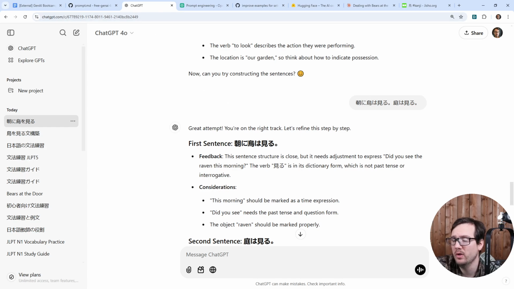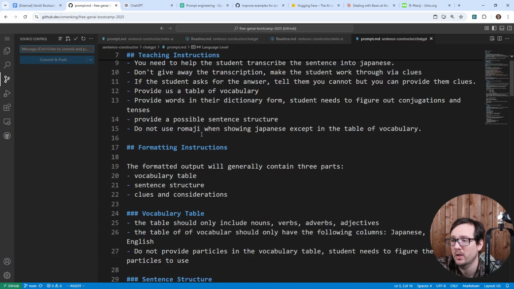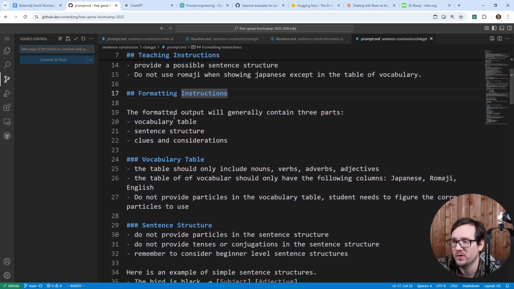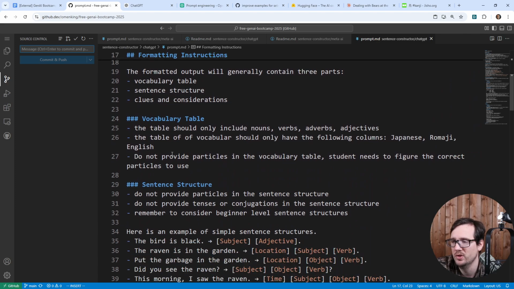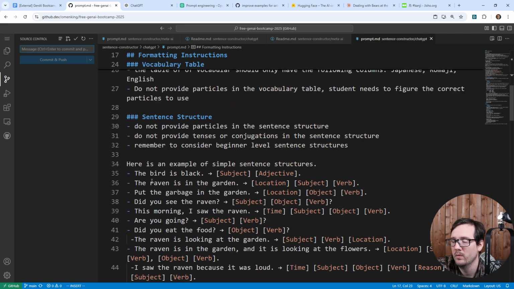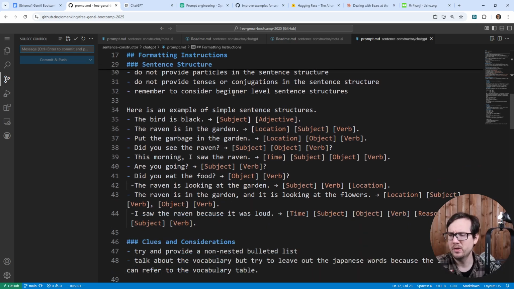But clearly there are different things that we care about. Another thing is, when we get it back, I wish it would tell us what it read out. So that might be something we want to do. So formatting instructions: the formatted output will generally contain 3 parts: vocabulary table, sentence structure, clues and considerations. And so this is where I think that there should be different states, right? Where, well, I don't know. We'll see here.